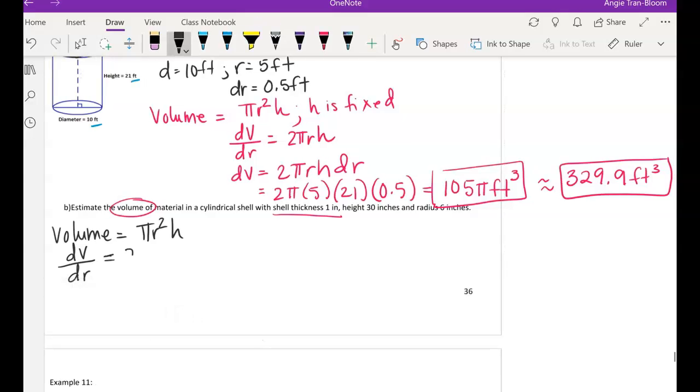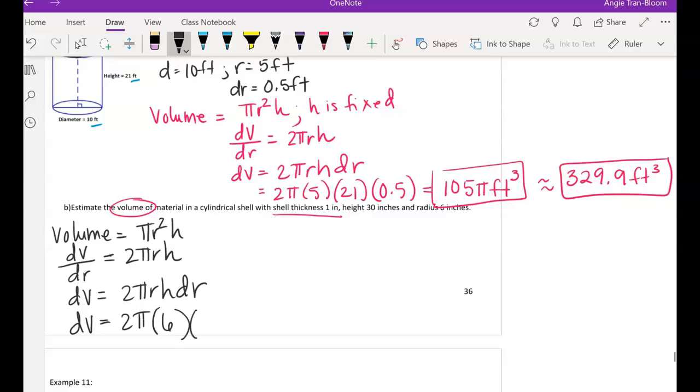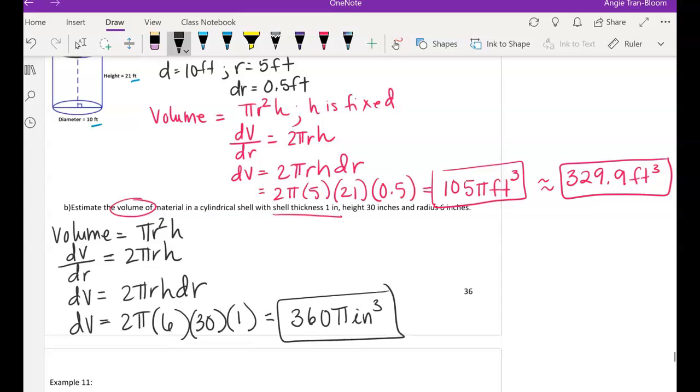So similarly, the derivative is 2 pi r times h. Then because it says estimate the volume, we are going to solve for dV. So that's 2 pi times r times h times dr. Let's plug in everything we have. So dV is 2 pi, radius is given to you as 6 inches. Then the height is given to you as 30. The change in r, dr, which is the thickness of the shell, is 1. So if you don't have a calculator, I would just take it as 360 pi inches cubed and leave it just like that. It's just fine. Okay, and that's as easy as it is to find the change in volume.